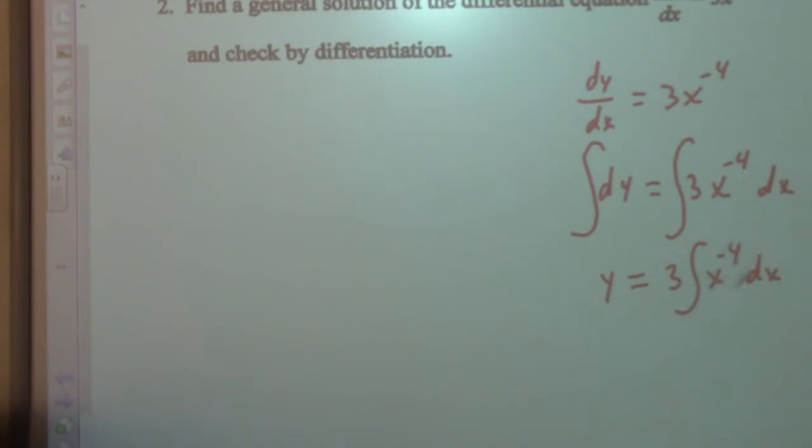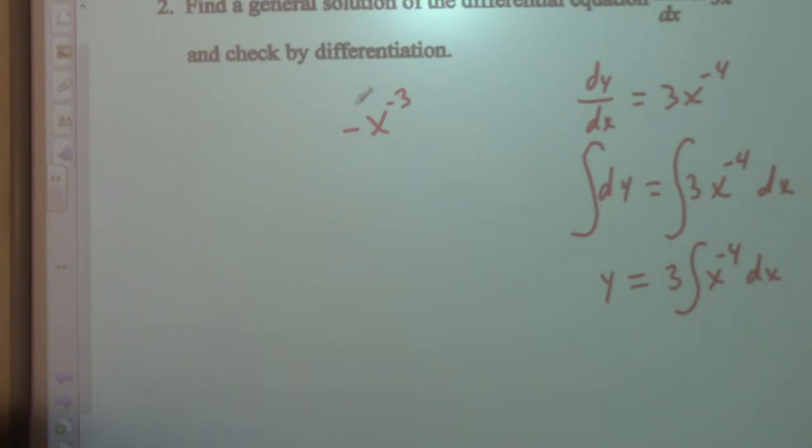So what we're looking for is, for this x to the negative 4th dx, what do you take the derivative of to get x to the negative 4th power? It's going to be something x to the negative 3 power. Let's think that through a little bit. Kaylee has her thinking cap on today. So it's going to be something x to the negative 3 power, and it's going to be negative.